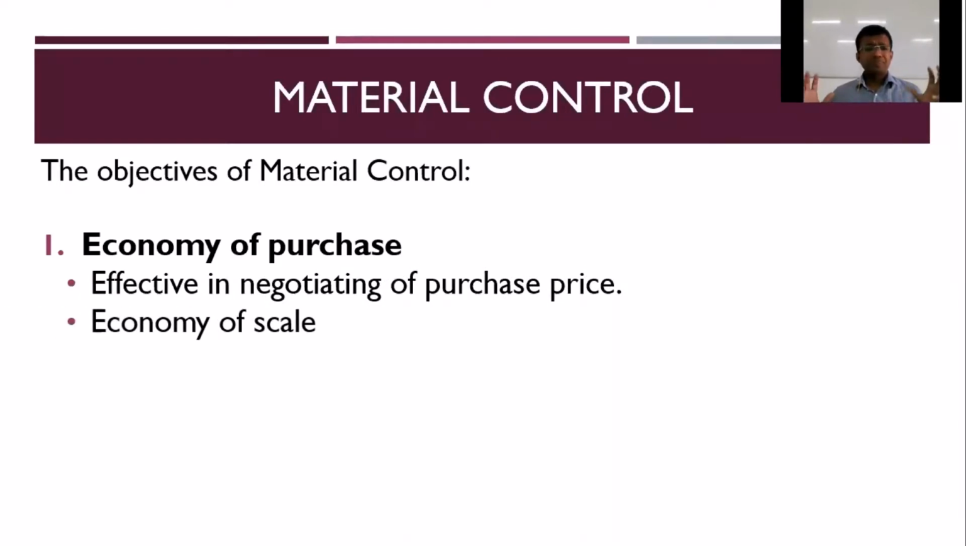Now, there are two parts to this. First thing is, it gives you power to negotiate on the price. Okay, so imagine you were planning to buy 1,000 units of the same product. So when you go for procurement of 1,000 units, you have better negotiation. You would be able to negotiate the price much better.